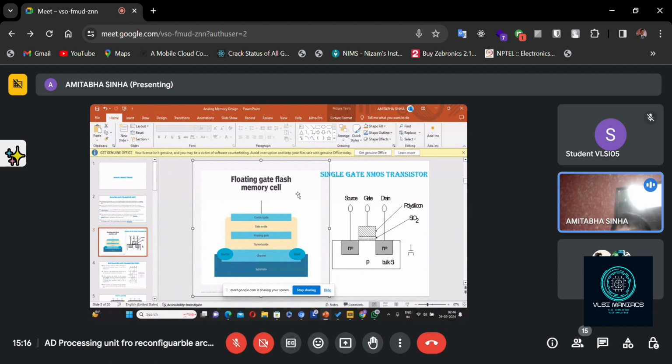Now here, in which form can the information be stored? Here only the charge. Sir, charge. Exactly. So this charge should not be disturbed; it should not go away. That means it must be trapped, and this is possible if in between the two gates there is a dielectric where charge can be stored. That's why this floating gate has been brought in. Now, how does it work?